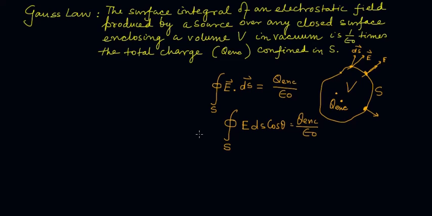Now a few things need to be taken care of. What is this E dot ds? E dot ds is the total flux over the closed surface S. Okay. A few things to be noted. Let's note them one by one.